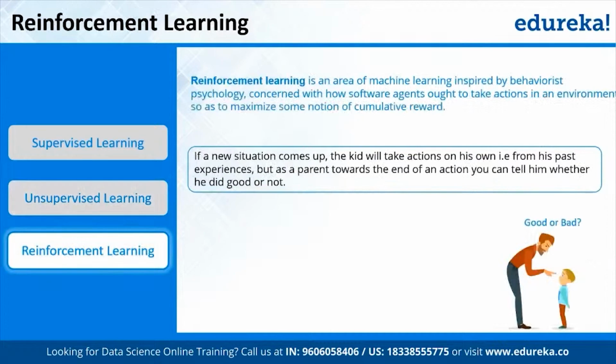What else do you have? You do have reinforcement learning. So yeah, let's move on. Now, reinforcement learning. It's like a new situation comes up, the kid will take action on his own from past experiences. But as a parent, towards the end of an action, you can tell him whether he did good or not. So reinforcement learning is as in autonomous cars.